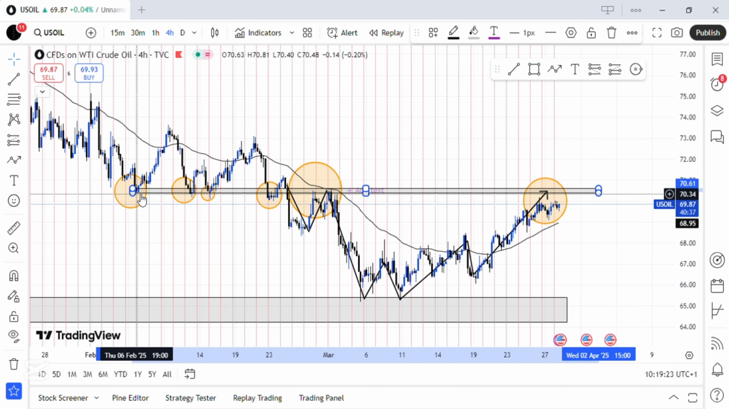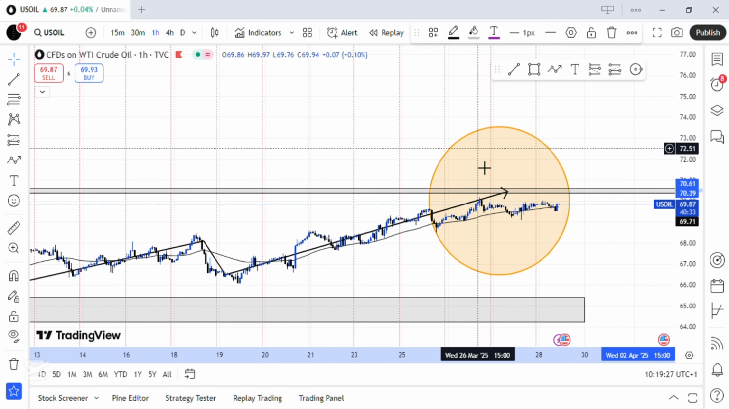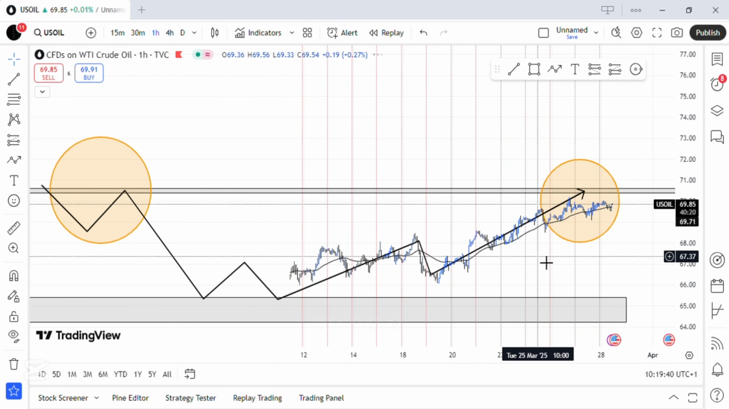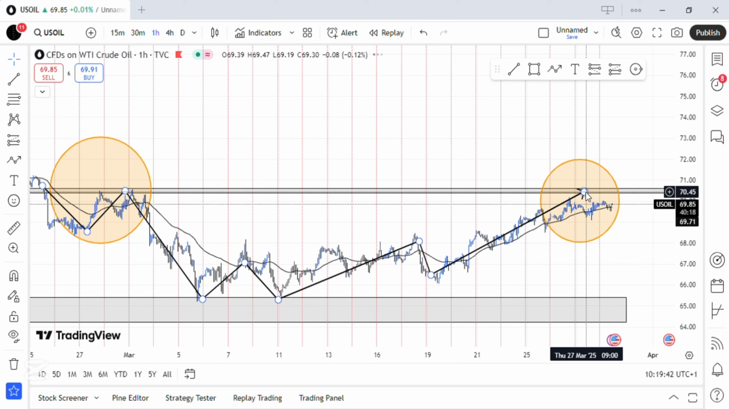So let's go down to the 1 hour time frame. If you have any questions, please drop them in the comment section. Let me just delete this now. This is the 1 hour time frame we are seeing.